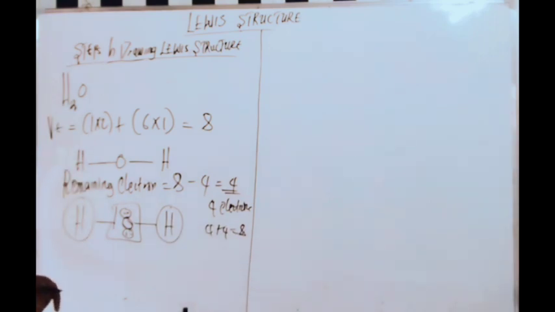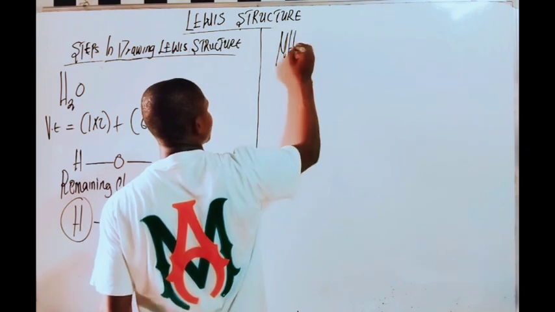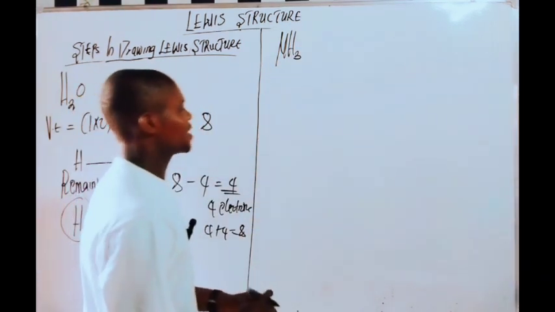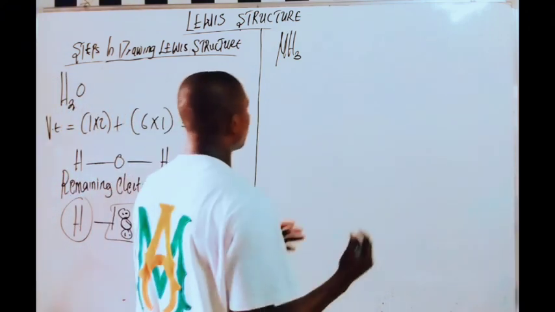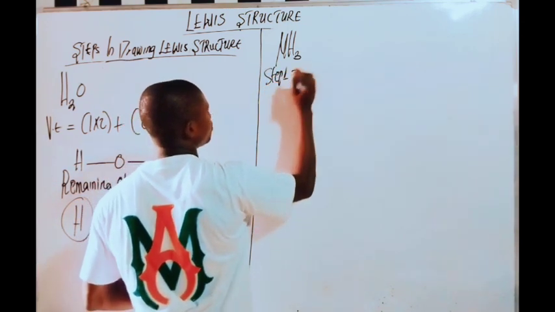Now the next one I want to look at is NH3. Let's calculate the total valence electrons. So now we can start applying all the rules, all the steps. So step 1: we calculate the total valence electrons.